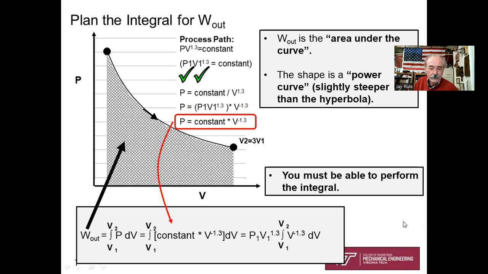All right, so now let's look at the details of this process path. PV^1.3 equals constant.